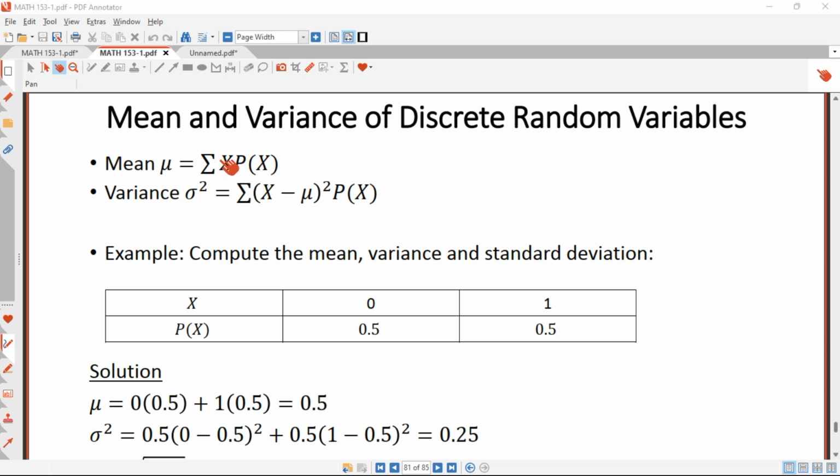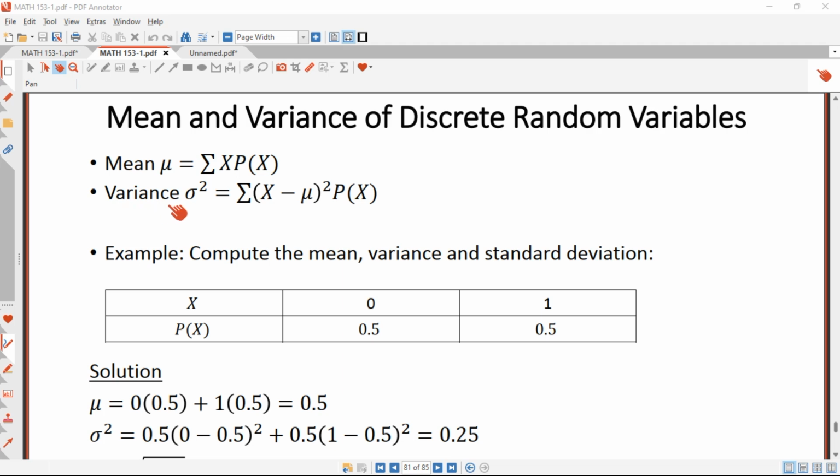This X is the random variable, right? So when we come here, our X is the random variable 0 and 1, and the probability of X is the respective probability for this random variable. So when you come down here, this is the respective probability for 0, respective probability for 1, right? So that is how we can find our mean for the discrete random variable.